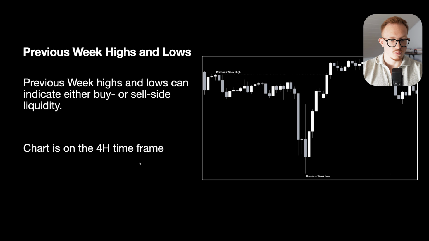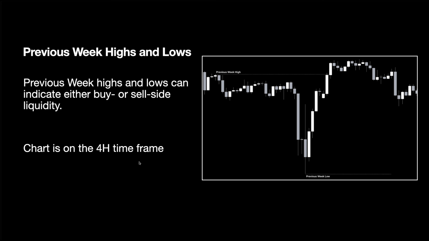Next, we have our previous week highs and lows. Can again indicate a buy or sell side liquidity. This chart is taken on the 4 hour time frame. As you can see, previous week high gets taken out. And as this is a 4 hour, this takes a couple of days of consolidation. Of course, after such a huge trend up, there will be some consolidation in order for liquidity to gather and to make itself ready for another move. And then we go to the downside. After this chart, we were also going for that previous week low, but that happened a couple weeks later.